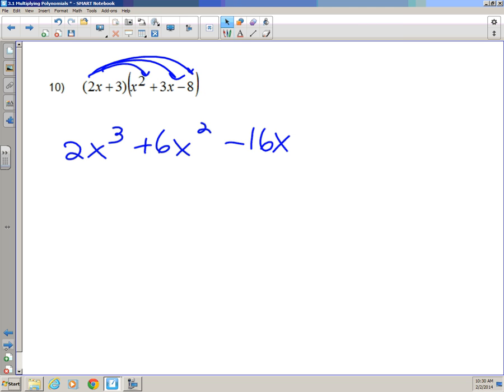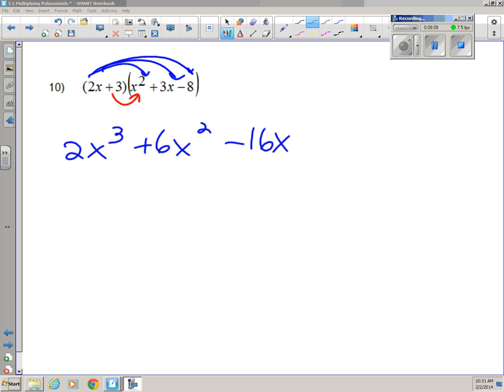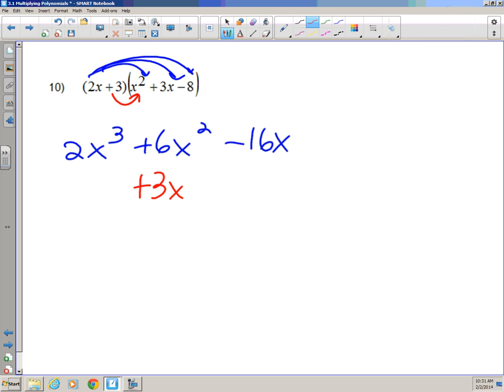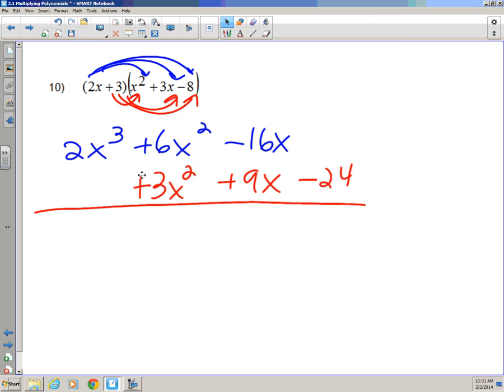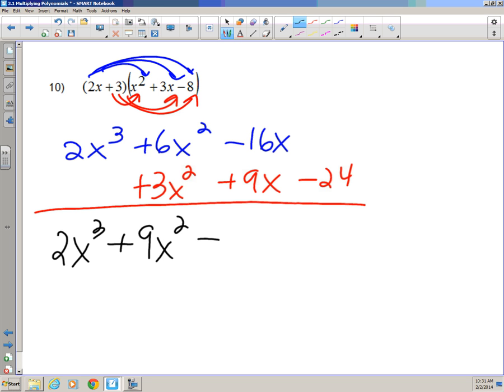If I start going with the next one, 3 times x squared becomes positive 3x squared. 3 times 3x becomes positive 9x. 3 times negative 8 becomes negative 24. Again, notice by doing the indenting, everything gets lined up in terms of its like terms. So the final answer becomes 2x cubed plus 9x squared, negative 16x plus 9x, negative 7x, minus 24. Final answer.